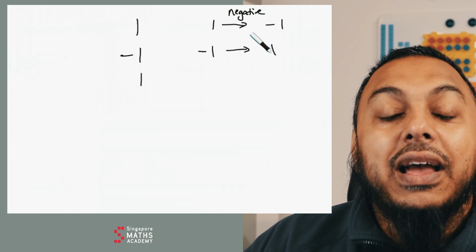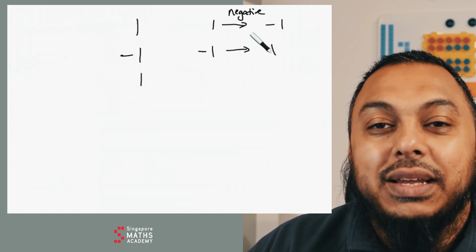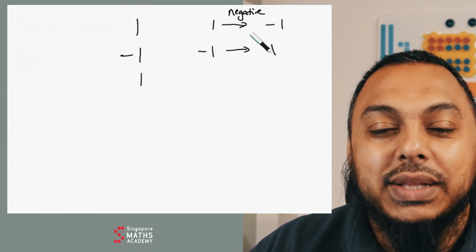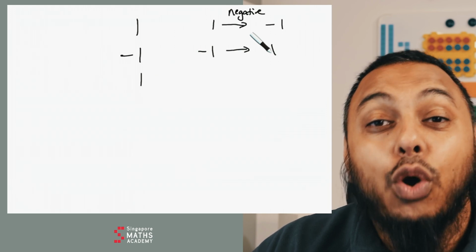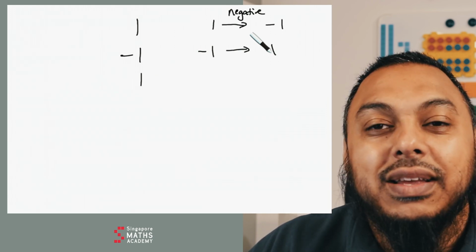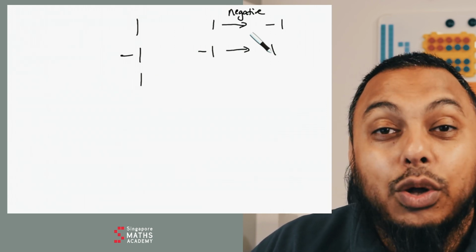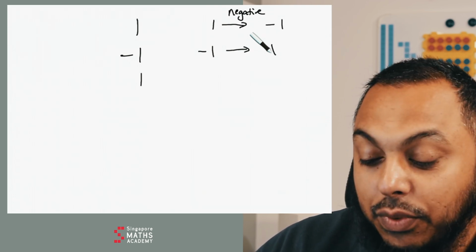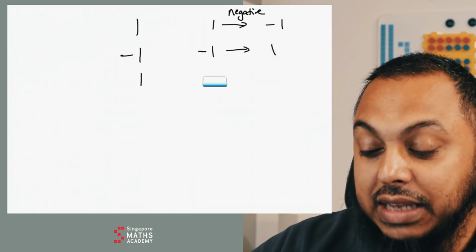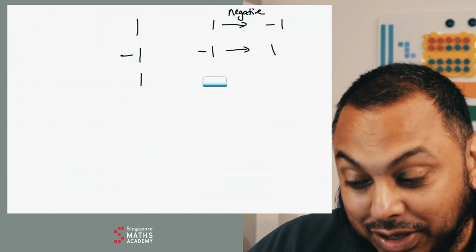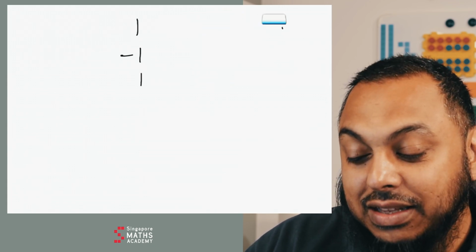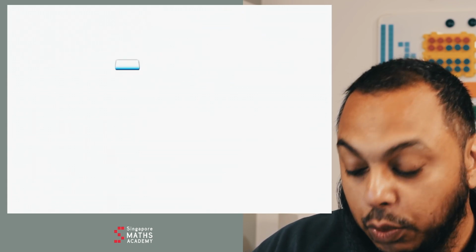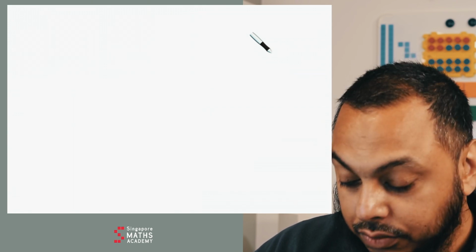It's like saying today is Wednesday, right? That's 1. Today is not Wednesday, that's negative 1. And today is not not Wednesday means it's Wednesday again, right? So the negative of 1 is negative 1, and the negative of negative 1 is 1. Those are two rules we need to use all the way through today's session. Right, so let's go into some questions.